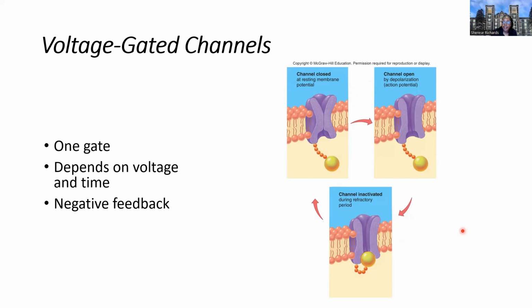So there's one gate. It depends on voltage and time. And this is an example of negative feedback because we're now correcting that initial depolarization. We are moving the membrane potential back closer to set point, which is closer to -70, which is the state of the neuron at rest.